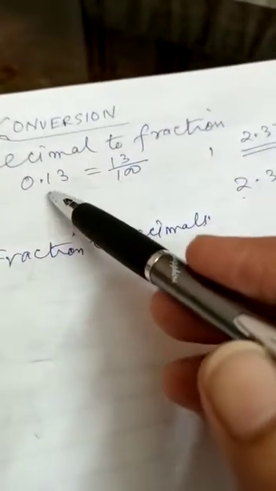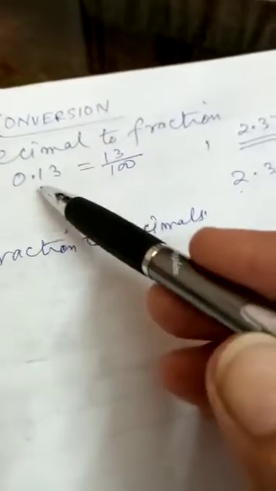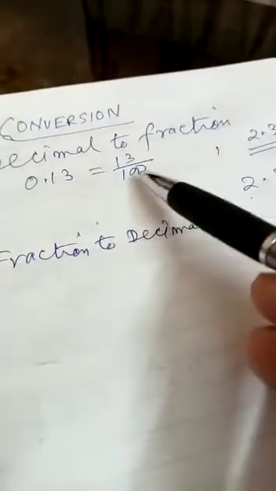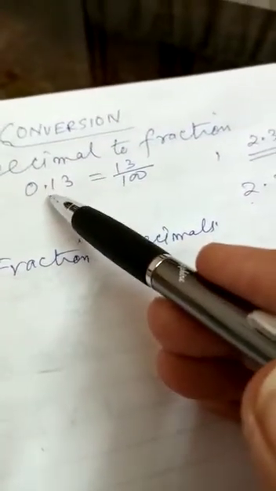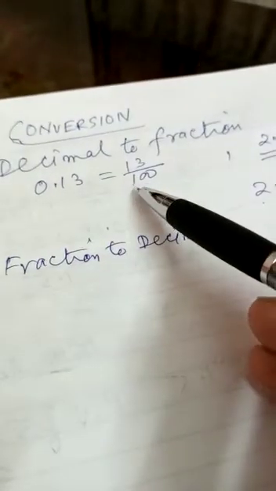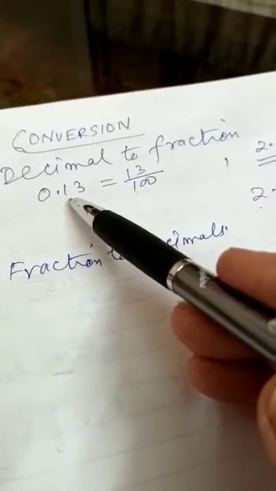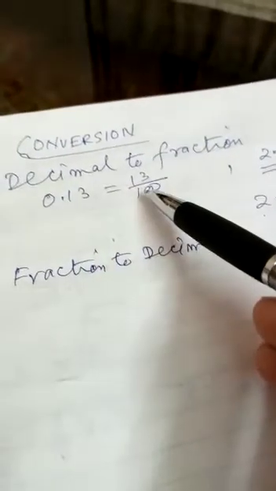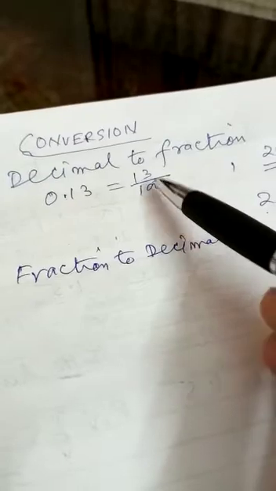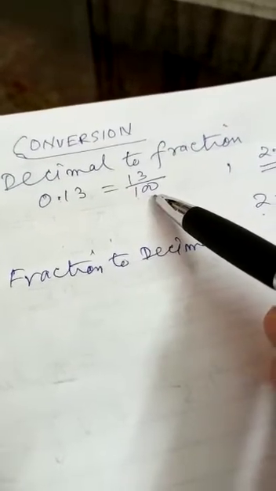Suppose a number is given to us, 0.13, and we have to convert this into a fraction. So, what is the process? For the decimal point, in the denominator we will write down 1. Then we will see how many digits are in the decimal part. There are 2 digits, so for these 2 digits we'll write down 2 zeros, so we get the fraction 13/100.